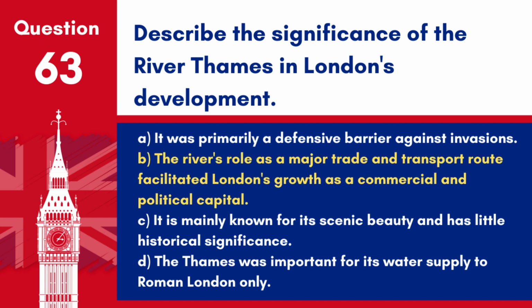Answer B. The river's role as a major trade and transport route facilitated London's growth as a commercial and political capital. The Thames has been central to London's history and development.